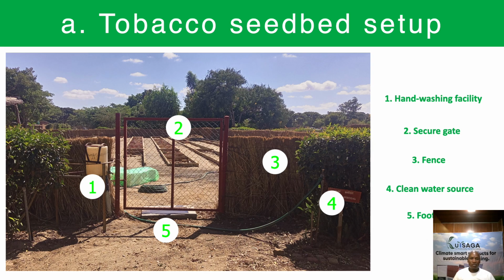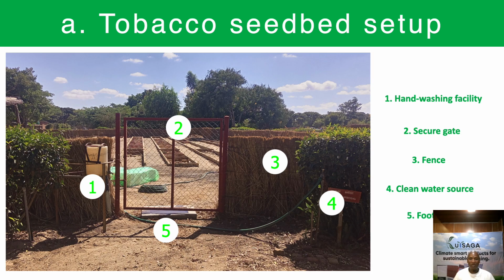So effective control of seedbed diseases and pests starts with how you set up your seedbed. As shown on this slide, you need a facility that is fenced. This will reduce the traffic of unwanted visitors to the nursery site.